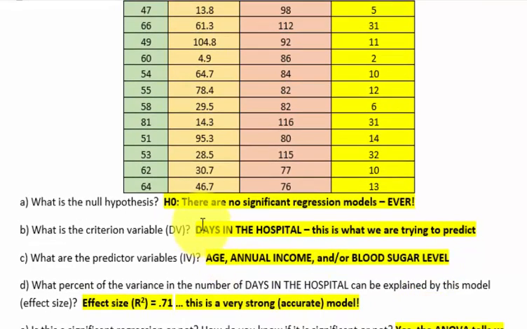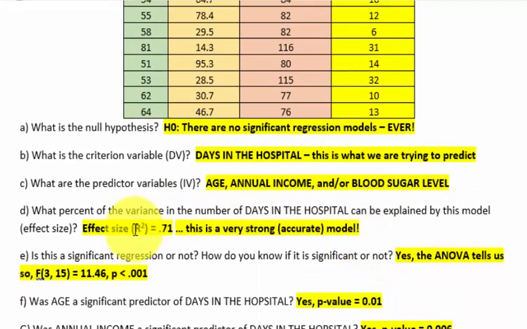So what's the null? Null is there's no significant regression models ever, right? The predictors will not predict. That's what the null says. The DV is we're trying to predict how many days in the hospital a person will spend, and the IVs are the predictors based on age, annual income, and their blood sugar level. Okay, the effect size was 0.71. That's your R squared. That's very strong. That makes this an accurate model.